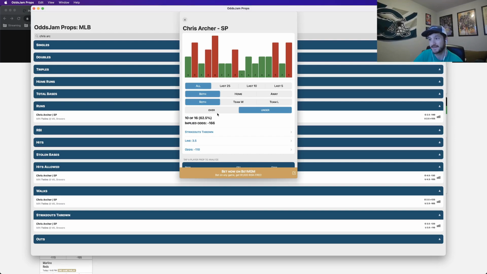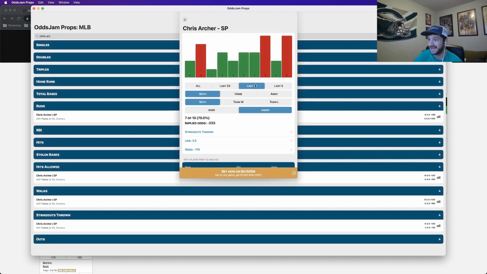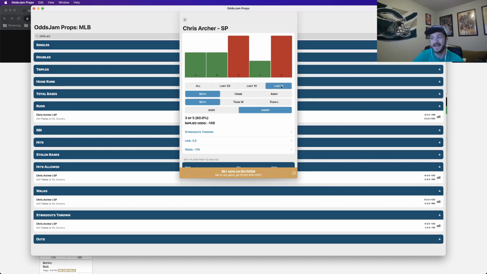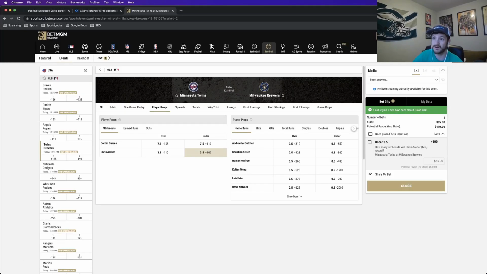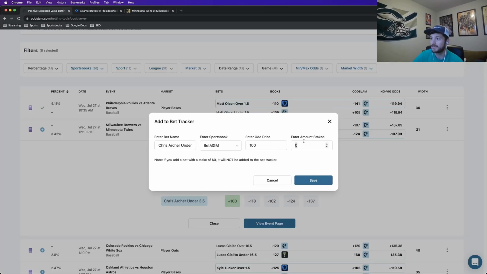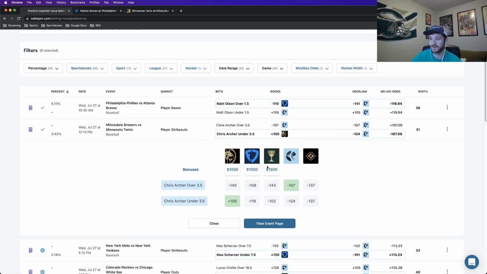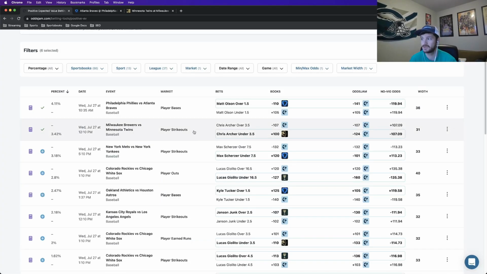Again, we got this at +100. When I look at his last 10, he's gone under in 7 of his last 10 and 3 of his last 5. So again, another situation in which he is heavily trending towards the prop that we are betting on, in this case, the under. So all in all, that adds up to 2 positive expected value player props that have also been trending that way. And those are going to be my 2 player props for today: Matt Olson over 1.5 total bases, Chris Archer under 3.5 strikeouts, and that's going to be it.